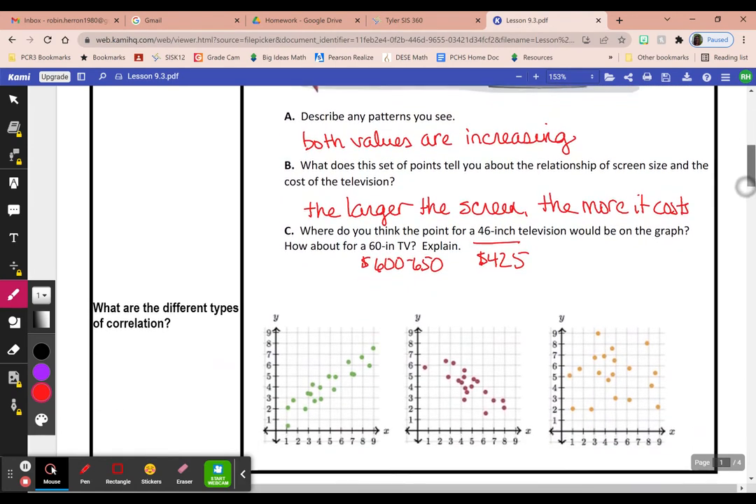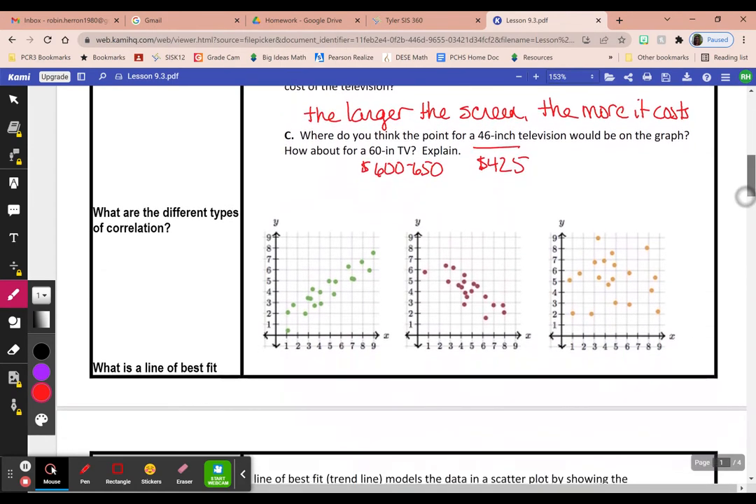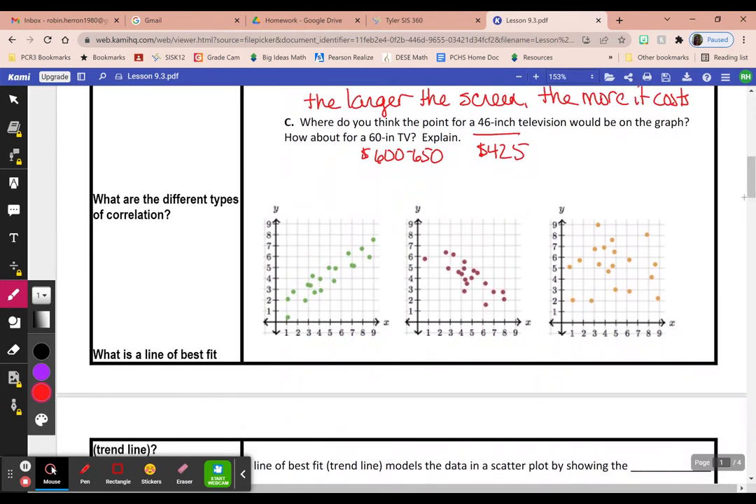There are different types of correlation, or relationships, between data. These three graphs here show you what those relationships are. This first one is going up, up, up together. We can draw a straight line like a positive slope. That's exactly what this is: a positive correlation, because both X and Y are going up together. Just like the screen size, the bigger the screen, the more it costs.